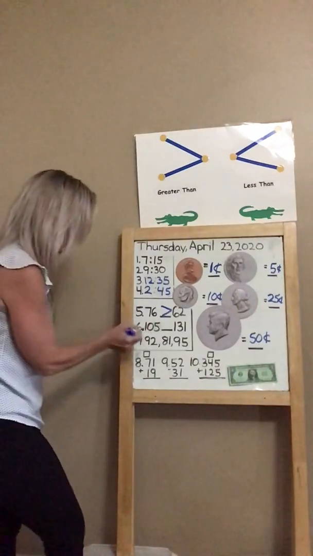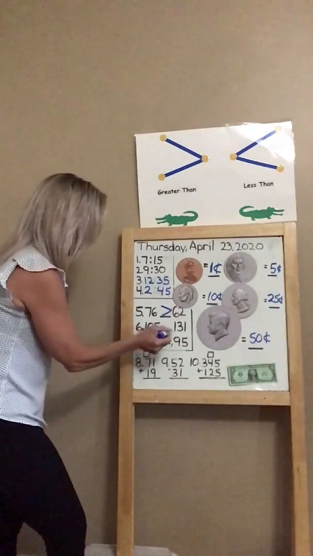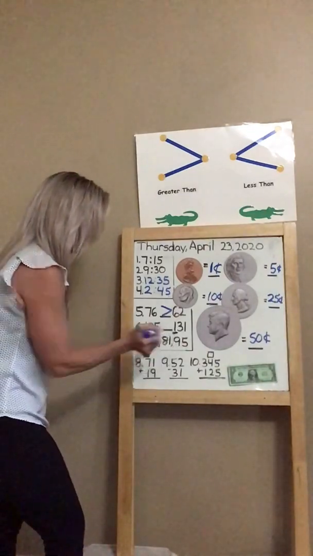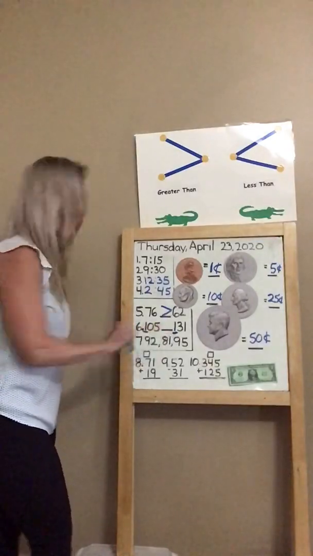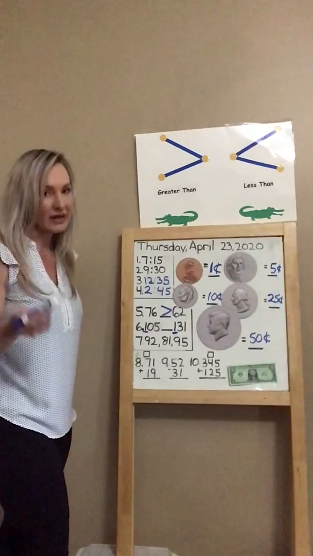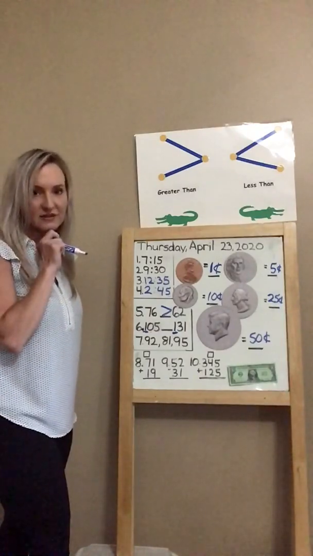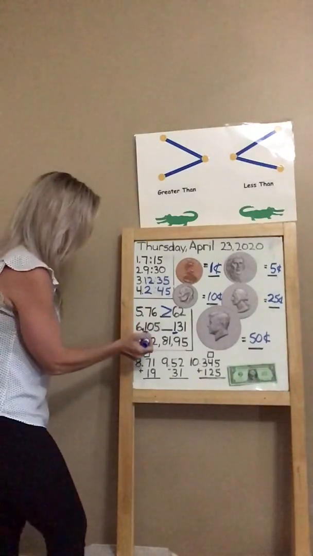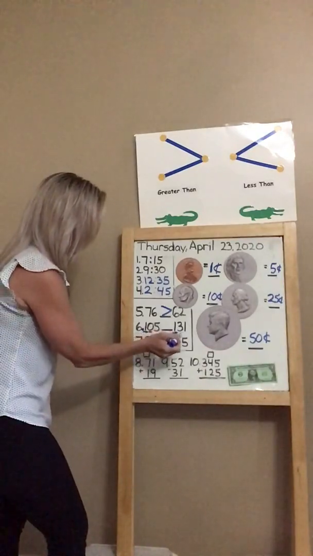Oh, let's look at this. What do we do when our hundreds place has the same number? They both have a 1. Where do I look next? Would I look at my tens place or my ones place? Yes, you'll look at your tens place next.